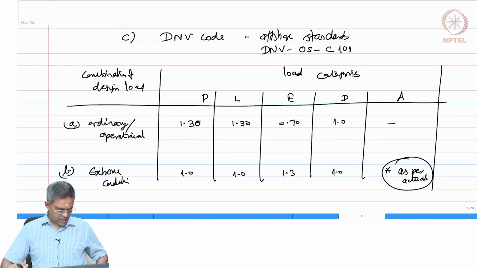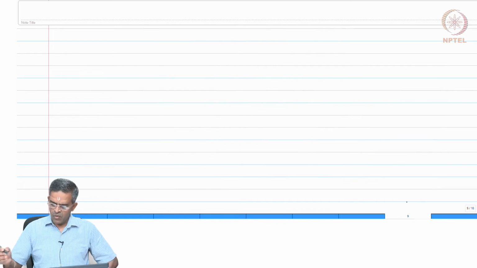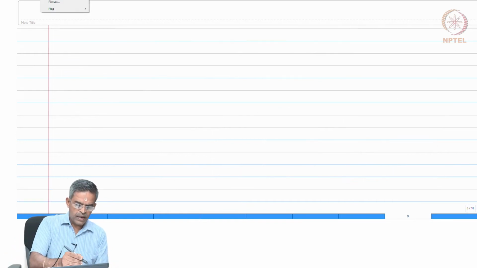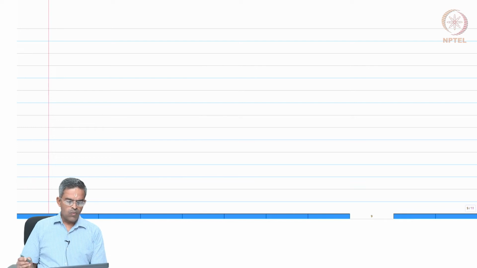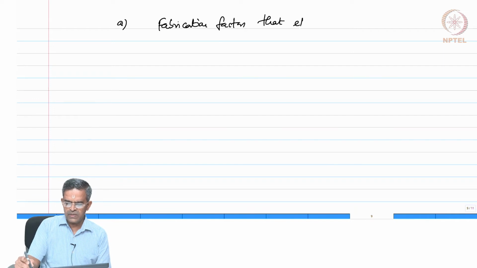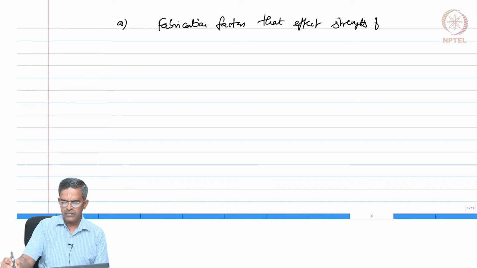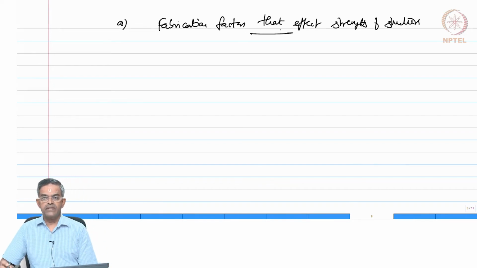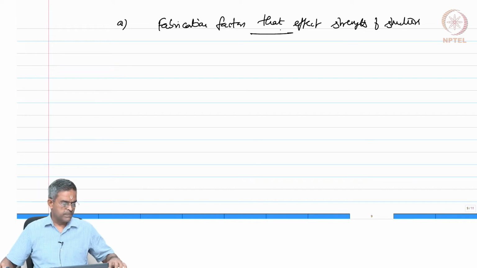Okay. Having said this, let us now go one step ahead and discuss what will be the fabrication factors that can affect the strength of structure. The strength of the structure can also be affected by various factors during fabrication.